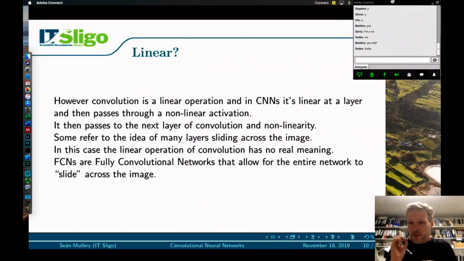The second thing is convolution is a linear operation when we talk about it in DSP. So is it a linear operation in convolutional neural networks? At an individual layer where the convolution takes place, that operation itself is linear, but it then passes the activations through an activation function, which is a non-linearity, such as a sigmoid or a ReLU or a few others, and I think I'll talk about them next week.